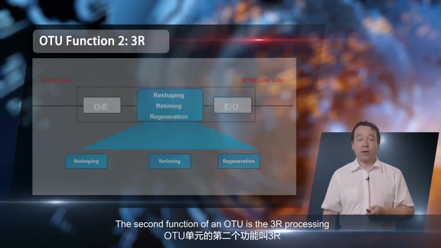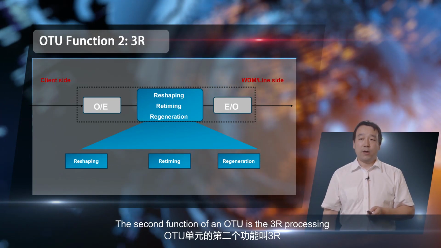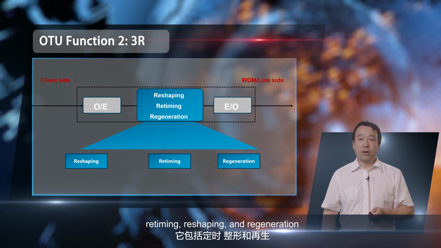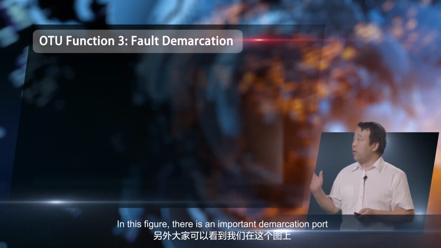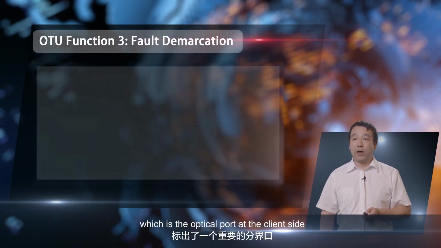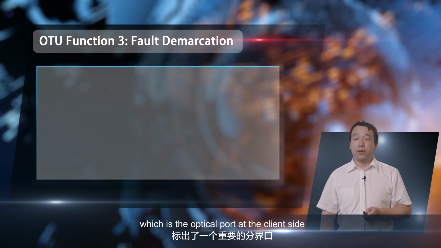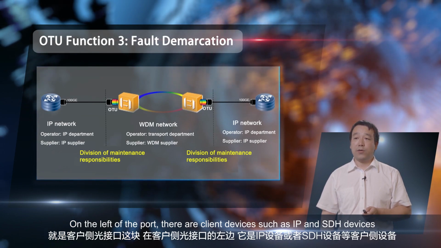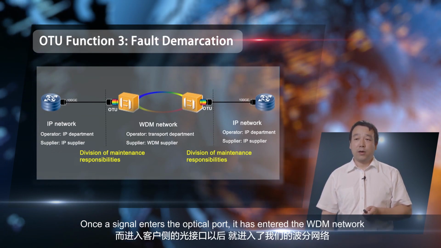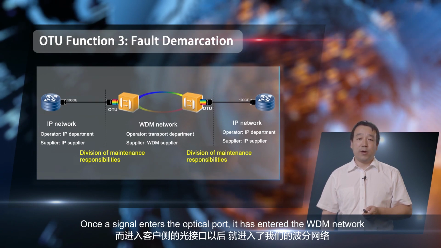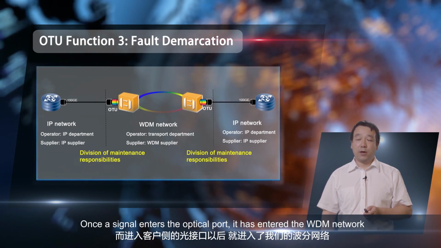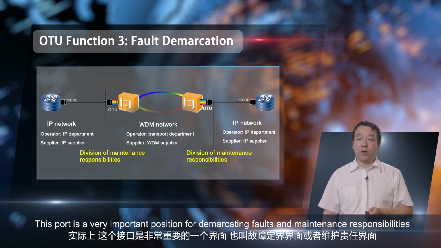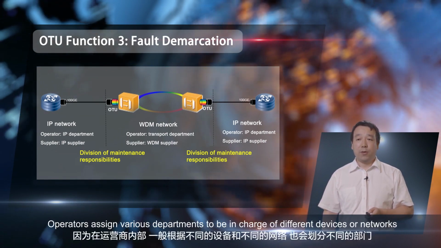The second function of an OTU is the 3R processing: retiming, reshaping, and regeneration. In this figure, there is an important demarcation port, which is the optical port at the client side. On the left of the port, there are client devices such as IP and SDH devices. Once a signal enters the optical port, it has entered the WDM network. This port is a very important position for demarcating faults and maintenance responsibilities.